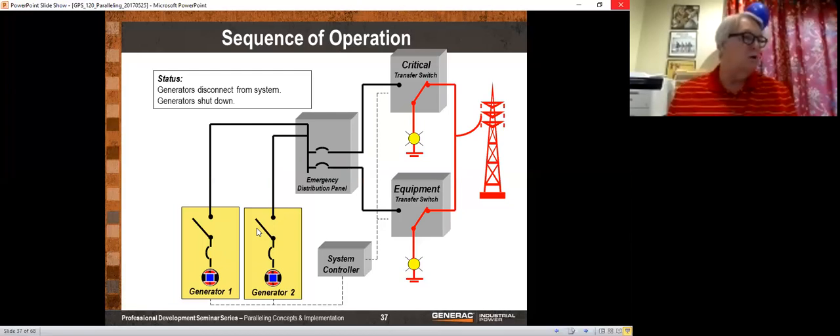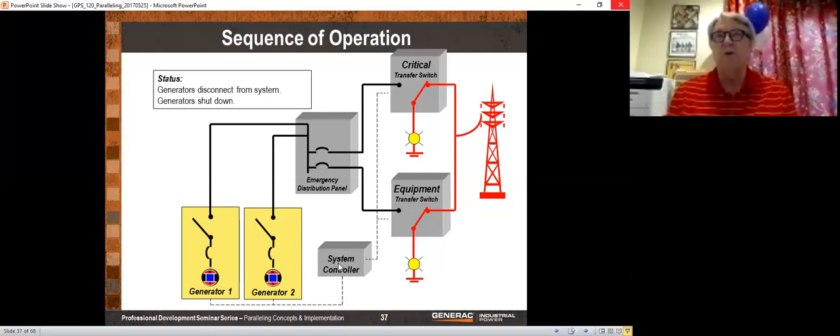Now, I told you that the purpose of all this parallel generator thing is mainly redundancy. So you may be looking at this and saying, okay, I've got redundant generators, but what about that system controller there? Why is that system controller there? Because if that system controller goes out, I've lost my entire system. And the way this is drawn, you are correct. But the way the system actually works is not that way.